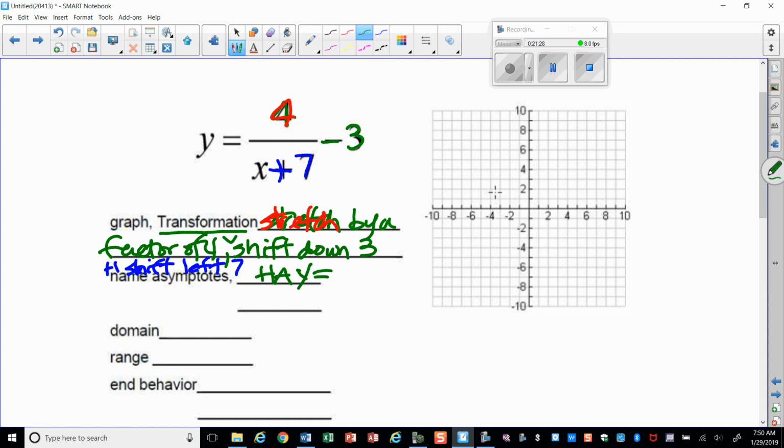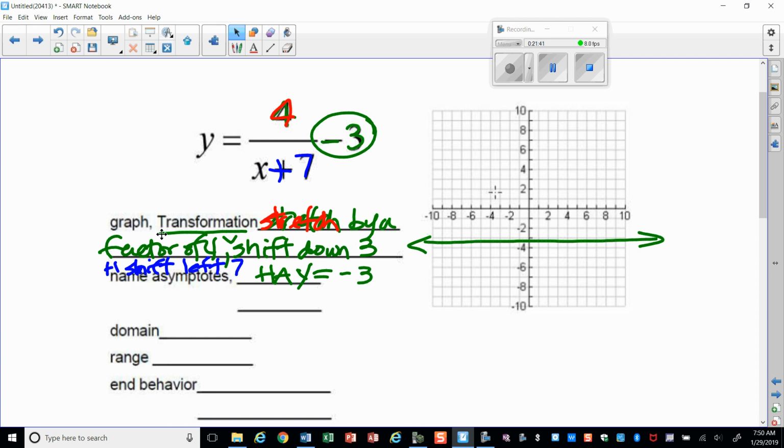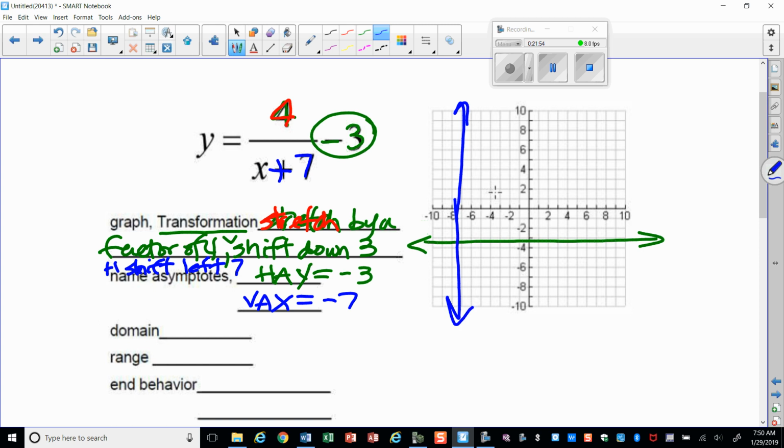So for the asymptotes, the horizontal asymptote is going to be y equals something. That moved, it went down 3, so I'm going to go down 3 for my horizontal asymptote. And then my vertical asymptote is x equals -7, because it moved to the left 7. So there is my vertical asymptote. Fill those in first, and then we can look at the graph.